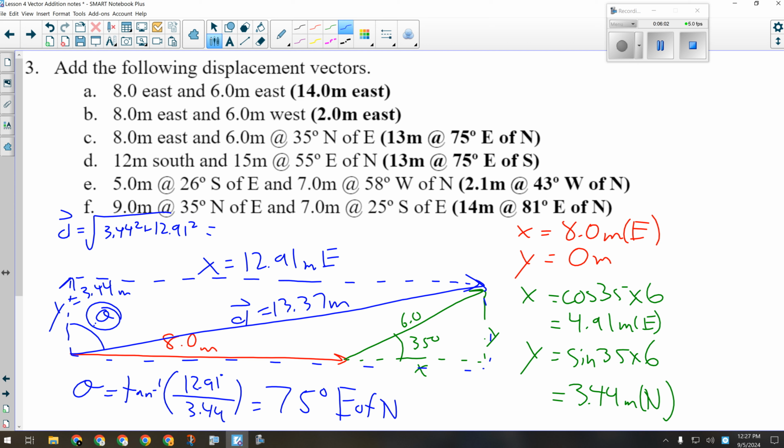Every number I have in that question has 2 significant digits, agreed? The 35 has 2, the 6 has 2, the 8 has 2. Okay, so my final answer would be 13 meters at 75 degrees east of north.